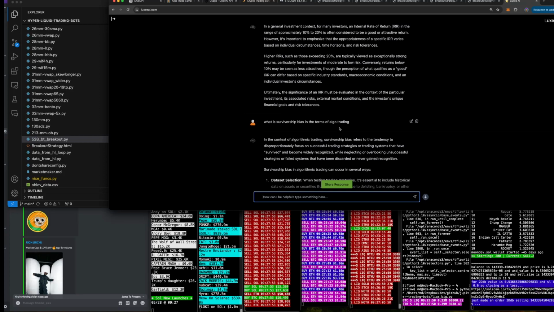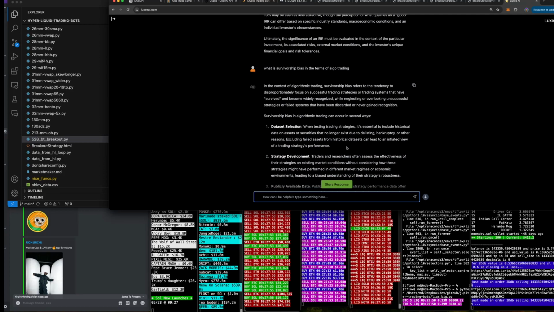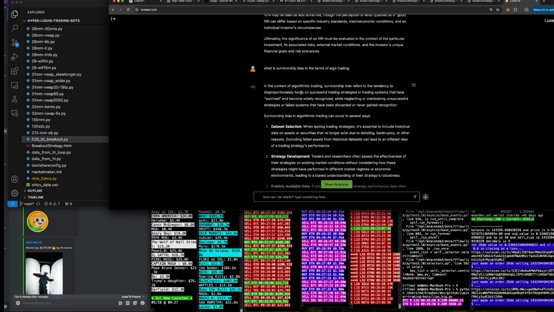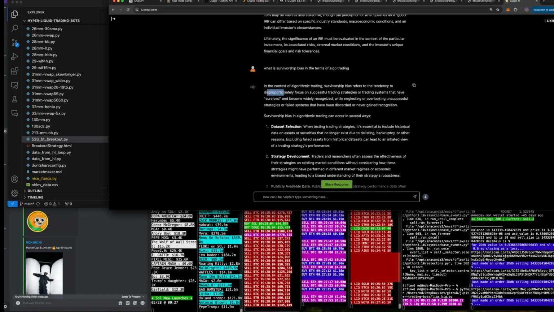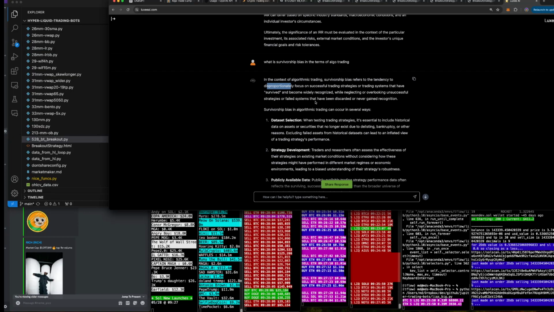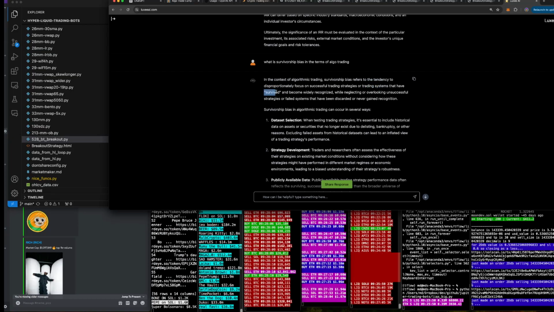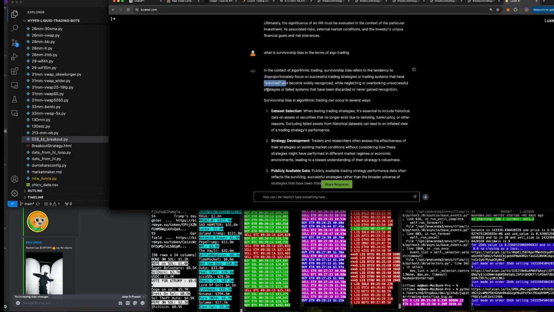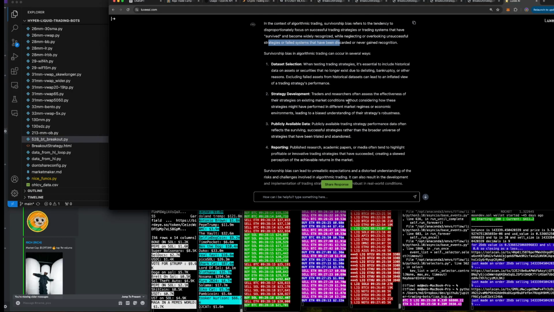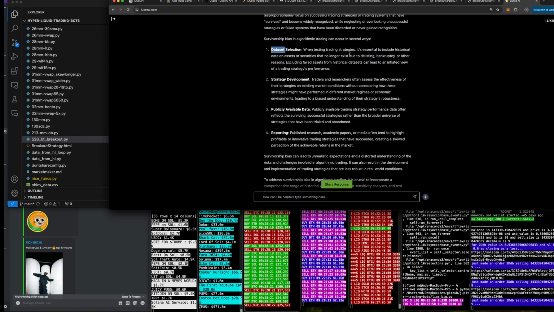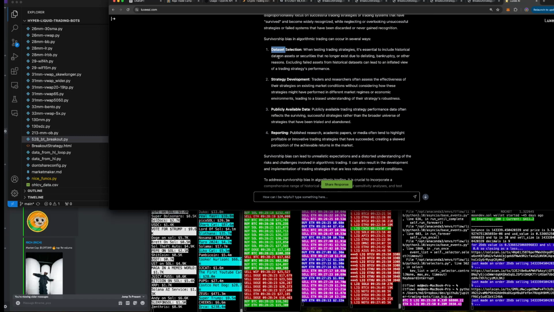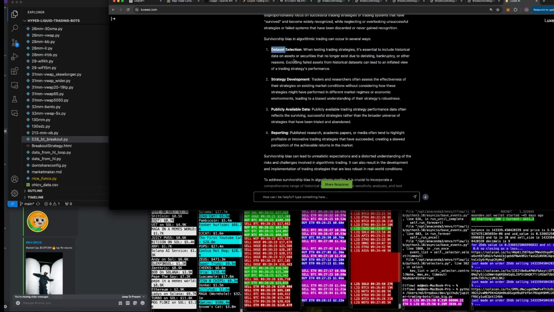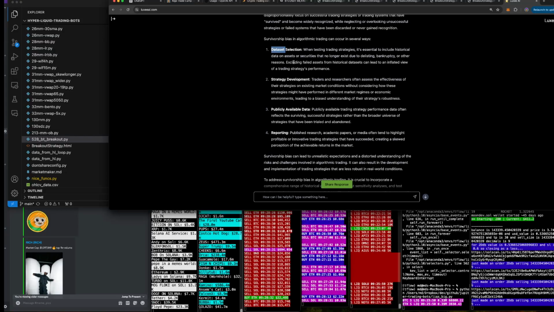Survivorship bias in the context of algorithmic trading refers to the tendency to disproportionately focus on successful trading strategies or trading systems that have survived and become widely recognized, while neglecting or overlooking unsuccessful strategies or failed systems. So data selection, when testing trading strategies, it's essential to include historical data on assets or securities that no longer exist due to delisting, bankruptcy, or other reasons, excluding failed assets from historical data sets.